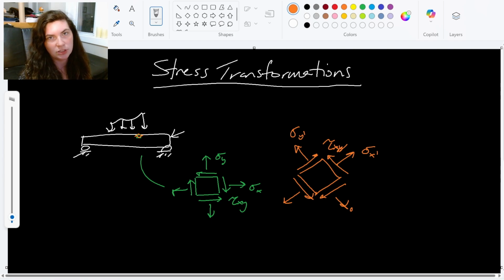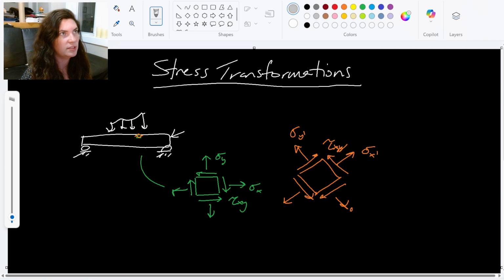And I know the big question here would be, why would we care? Why would we care at all that when I rotate this, all the stresses are different? And there's a few different answers. One of them is that maybe we want to orient this point, this little element, a little bit differently.